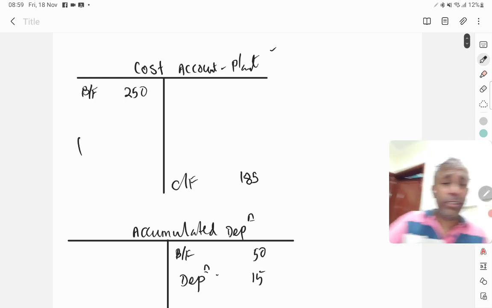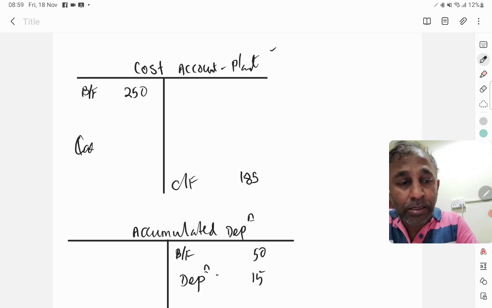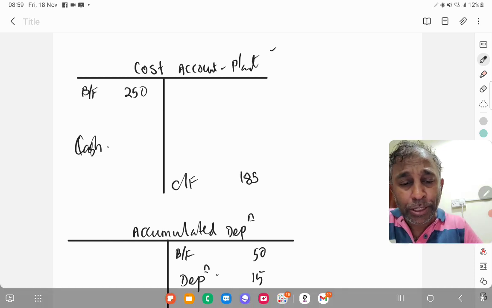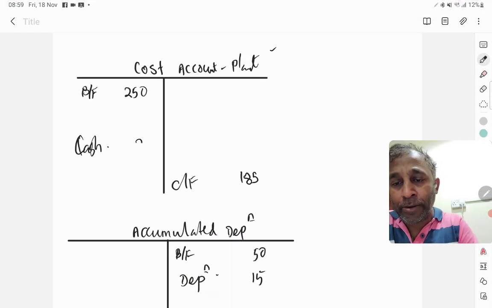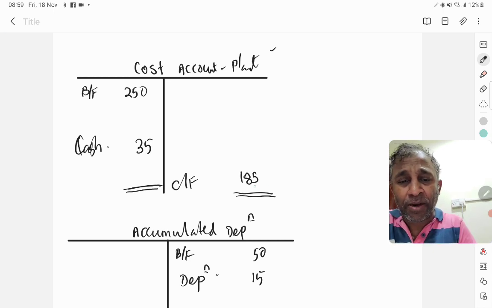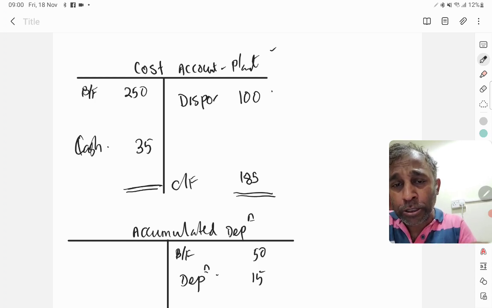So we purchased an additional asset. The cost of that new asset that we purchased was 35. So we have 35 here. So let's first balance this. So 285, 185, that means 100, and this is the asset that we disposed.